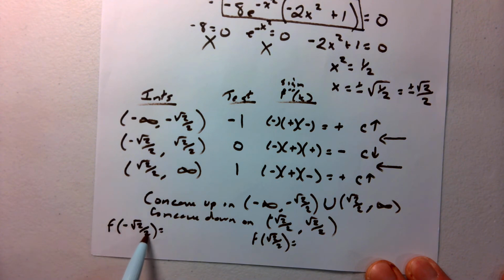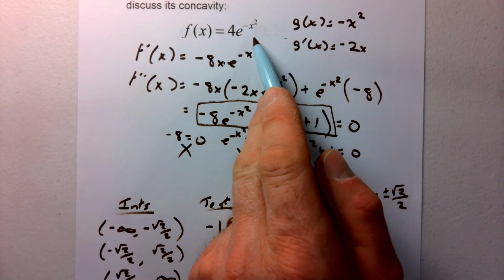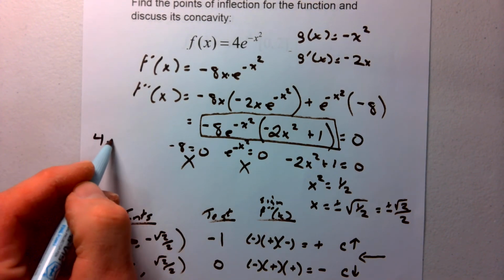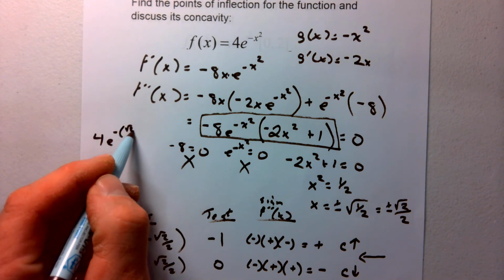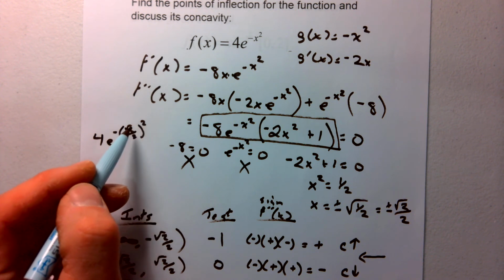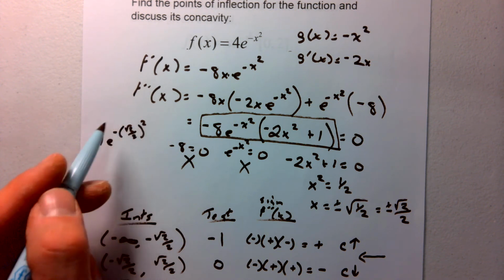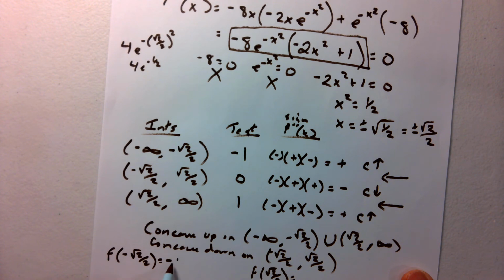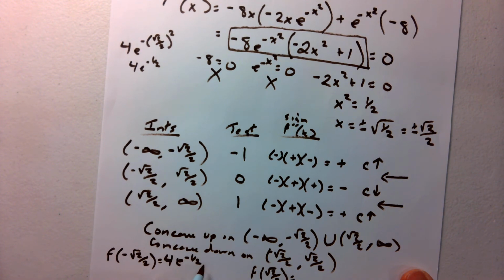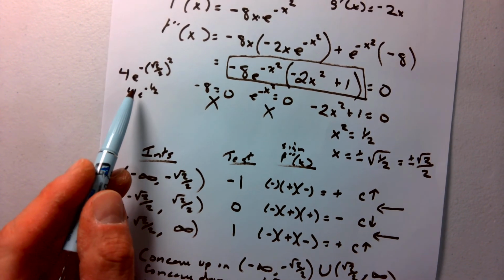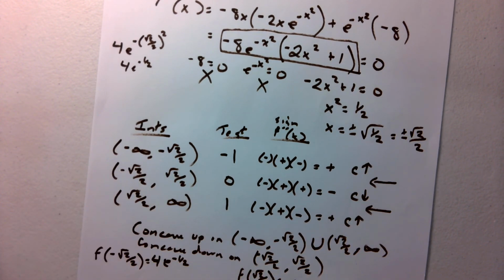So if I take √2/2 and -√2/2 and plug it in, I'm going to put it up here, I guess. If I plug in √2/2, I have e to the -(√2/2) squared. √2/2 squared, well, that gives me 2/4, which is 1/2. So I have 4e to the -1/2. And of course, that's going to be a point, isn't it? Now if I plug in -√2/2, what's going to happen besides nothing? It's going to stay the same, isn't it? So I get 4e to the -1/2 as well.